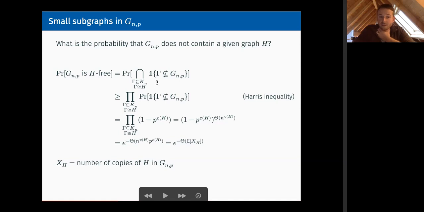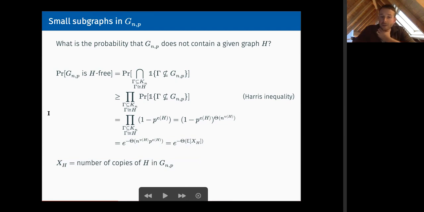and the probability that we don't see one particular copy of H in G(n,p) is exactly 1 minus p to the number of edges of H. Now, how many copies of H in the complete graph on n vertices are there? Roughly n to the number of vertices of H, and then a simple calculation tells you this is actually e to the minus something of order the expected number of copies of H in G(n,p).